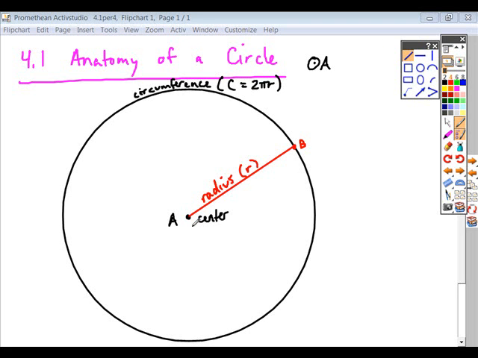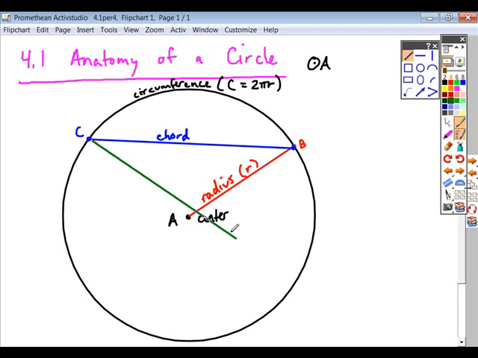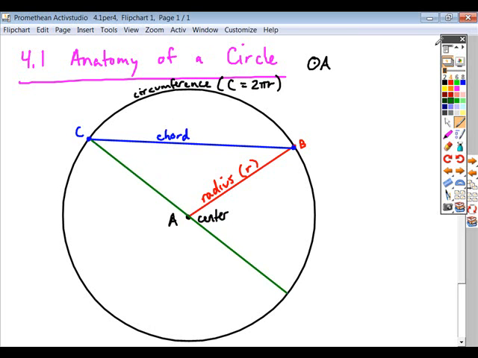All right, so if you take a segment and your segment has endpoints on the circumference of the circle and at the center, that's your radius. But if you take a segment and both endpoints lie on the circle, so let's say points B and C here, this element is called a chord. And if you take a chord and you pass that chord through the center of your circle, then that chord is referred to more specifically as a diameter.